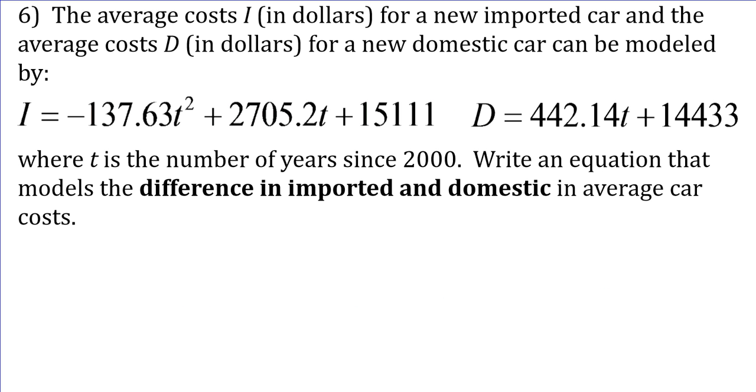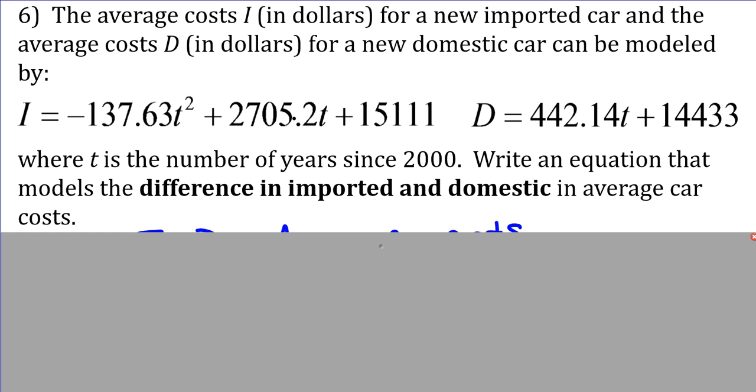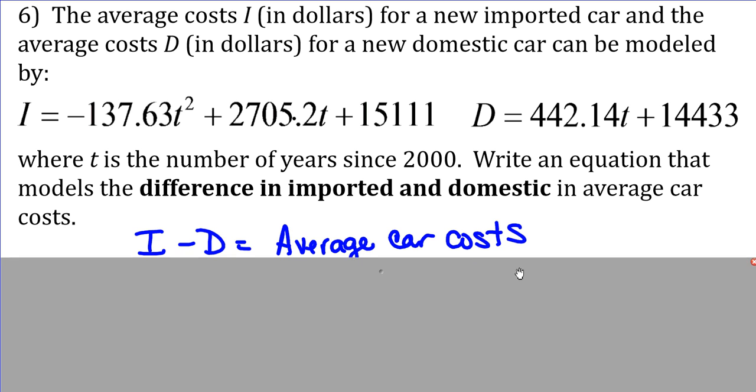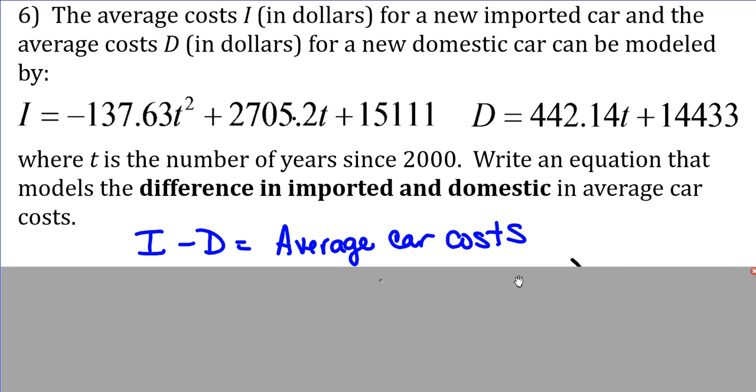Here, the average cost I in dollars for a new imported car and the average cost D in dollars for a new domestic car can be modeled by the following two equations, I and D, where t is a number of years since 2000. Can you write an equation that models the difference in imported and domestic in average car costs? So the key word here is difference. Difference means what operation in mathematics? Subtraction. For finding the difference between imported and domestic, we need to subtract domestic from imported.